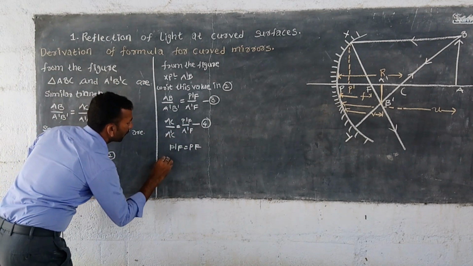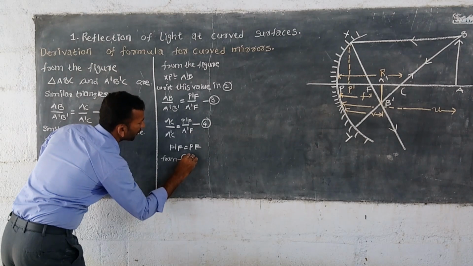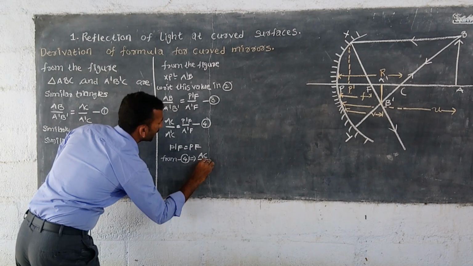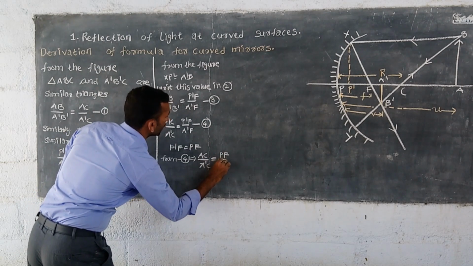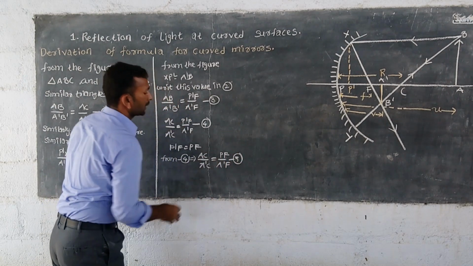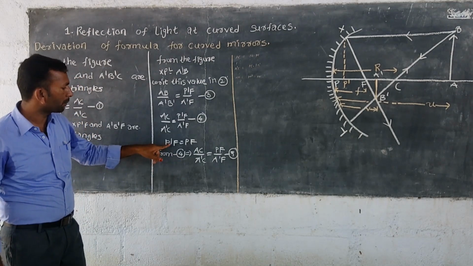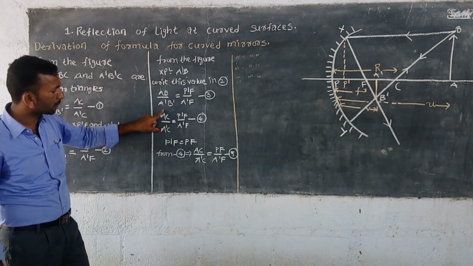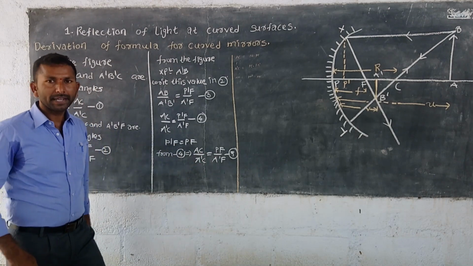We can write from equation 4: AC by A dash C equals PF by A dash F. This is equation 5, from equation 4. We can substitute P dash F and PF, since both are equal. Then this equation will convert into AC by A dash C and PF by A dash F.